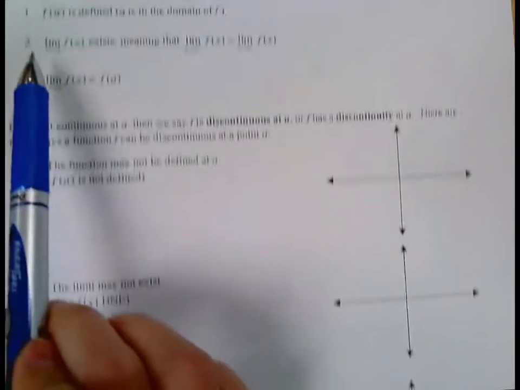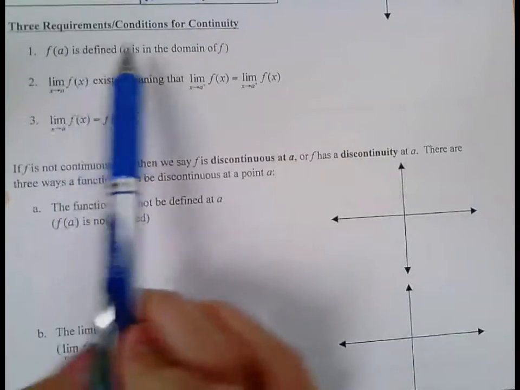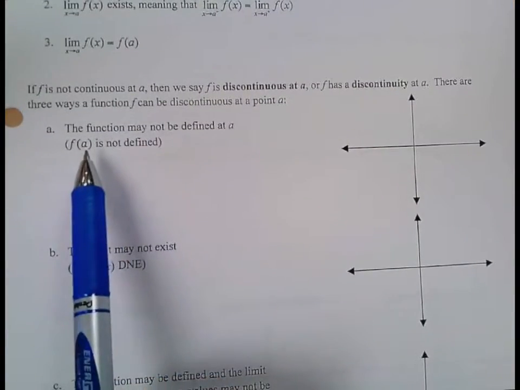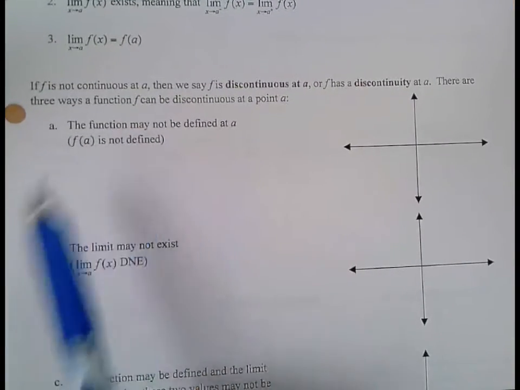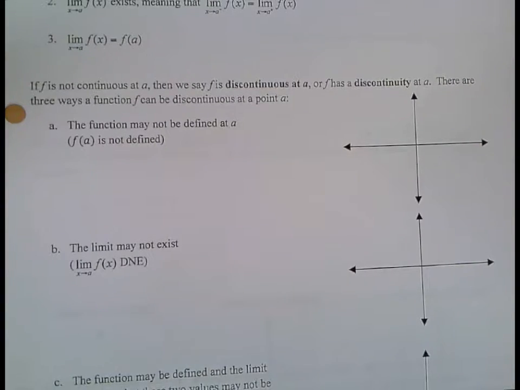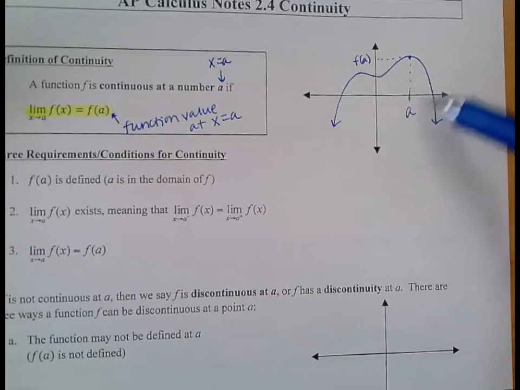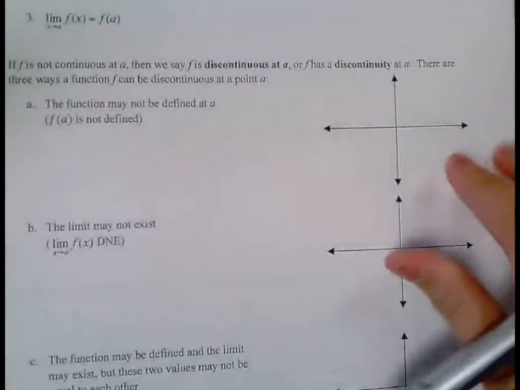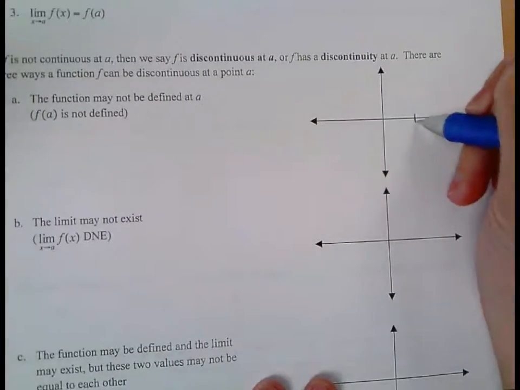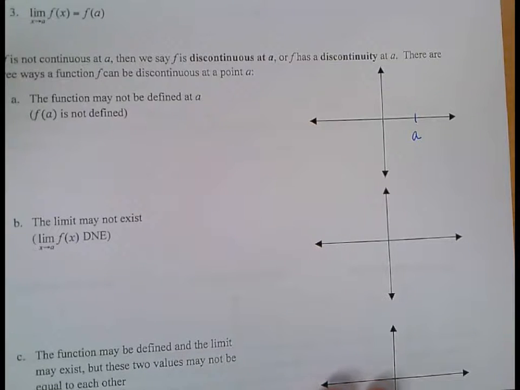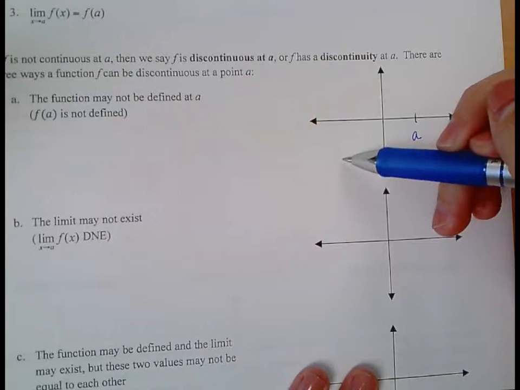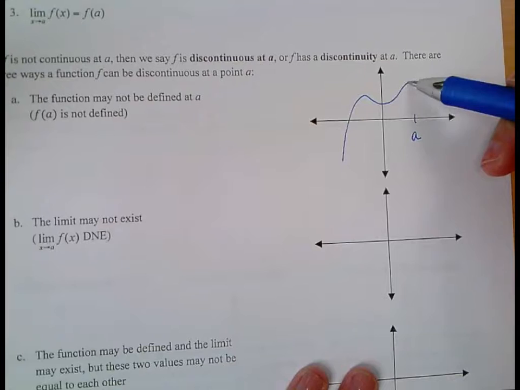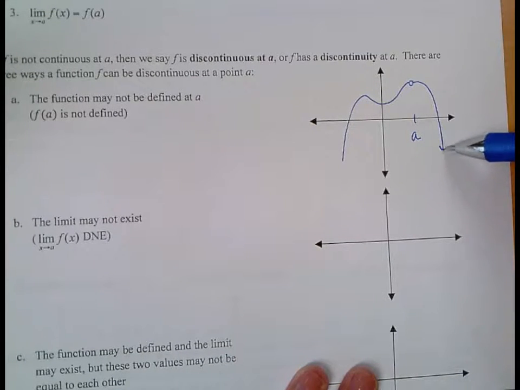The first way would be if this first point is false, so if f of a is not defined, meaning the function may not be defined at a. I'm going to try to draw a similar curve up here so you can compare the three. This would be the continuous one. So here if I drew a similar curve, say this is a, what this would look like is if in my function I had a hole in the graph there.